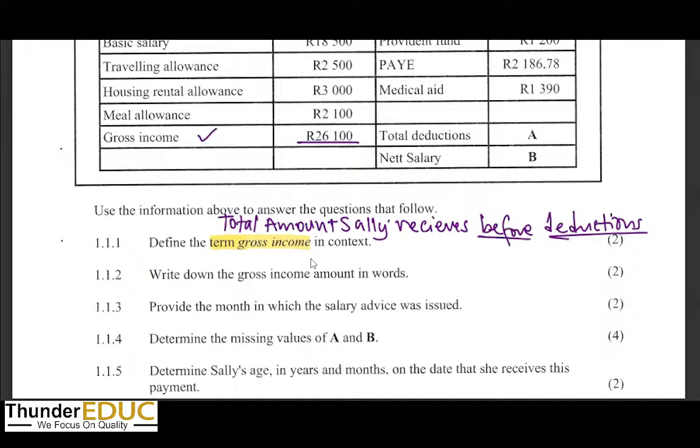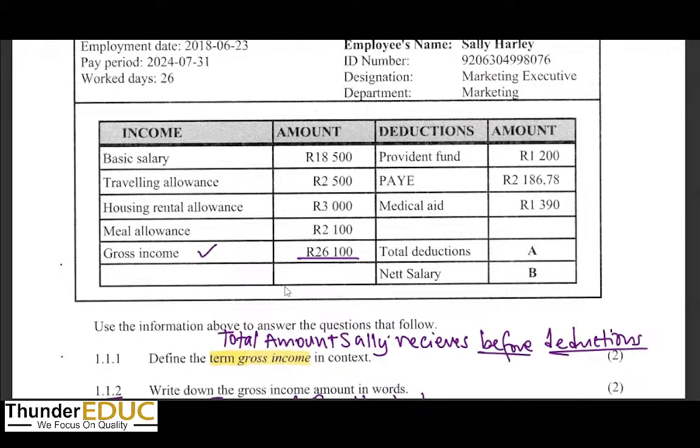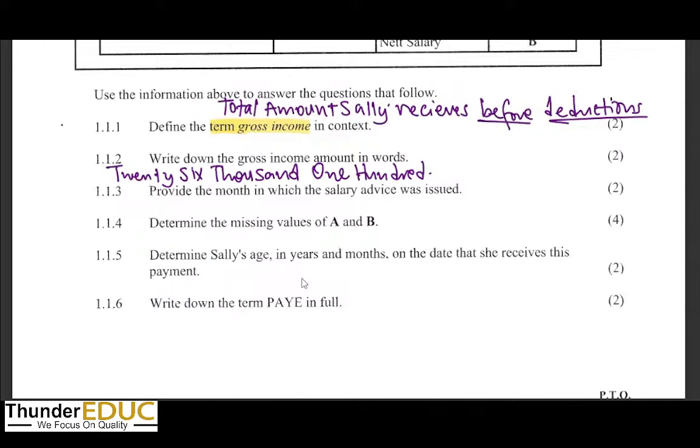So this will become 26,100. Provided the month in which the salary was issued, the date was right here, but we only needed the month, which is this. Let's ask the month. Here we shall say July.